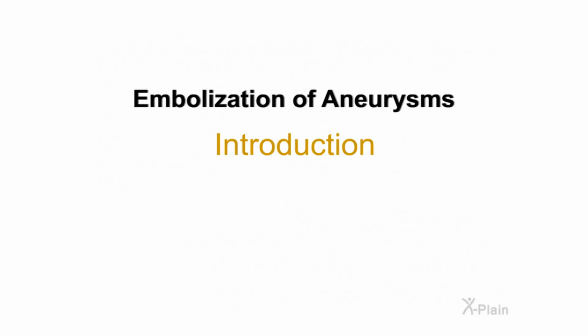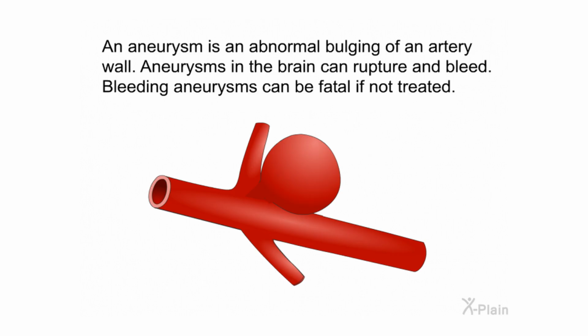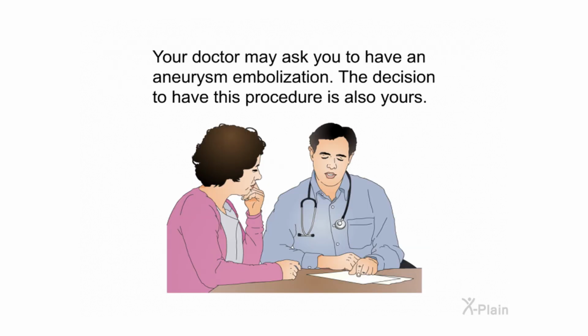Embolization of aneurysms. Introduction. An aneurysm is an abnormal bulging of an artery wall. Aneurysms in the brain can rupture and bleed. Bleeding aneurysms can be fatal if not treated. Your doctor may ask you to have an aneurysm embolization. The decision to have this procedure is also yours.